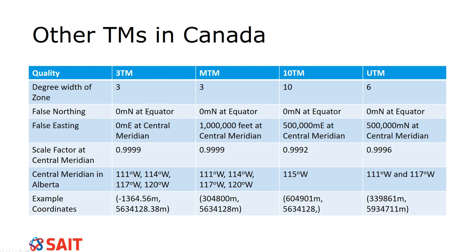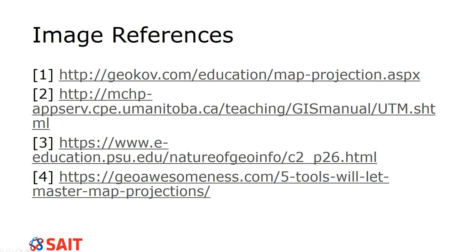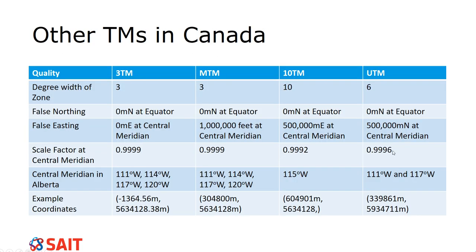So you do need to know 3TM and you do need to know UTM. And we've already talked about UTM, which is 6 degrees, 0 at the equator, 500,000 meters in the east. Whoops. I'm going to fix that before I post that. And then the scale factor is 0.996. There are 2 central meridians in Alberta, and this is what the coordinates look like. They're usually in the hundreds of thousands of meters, in the Eastings anyways.